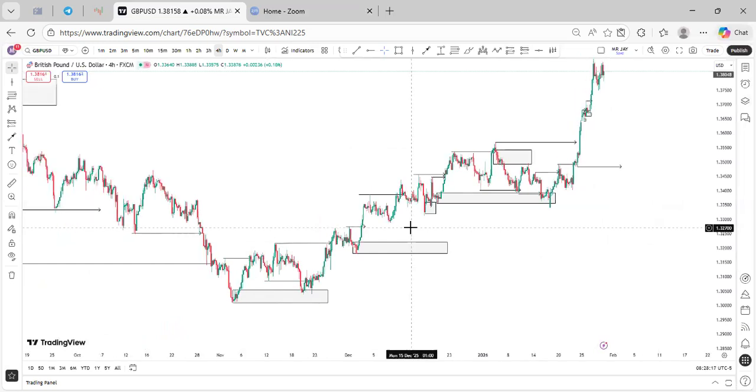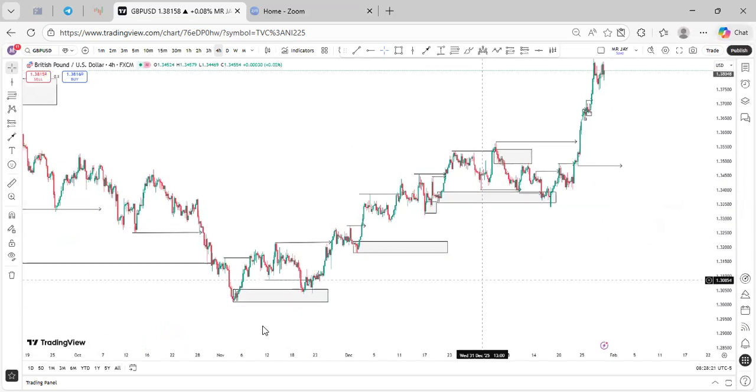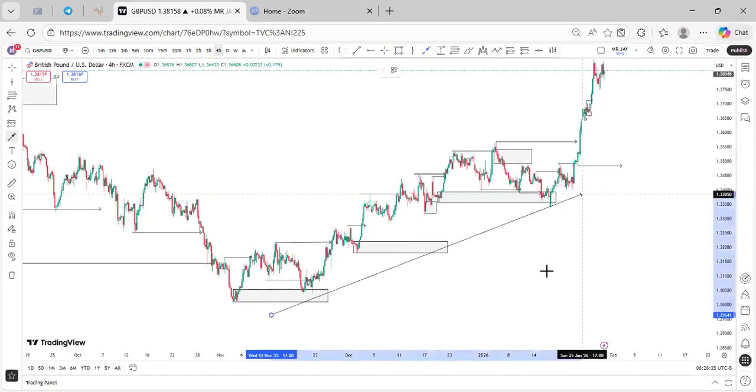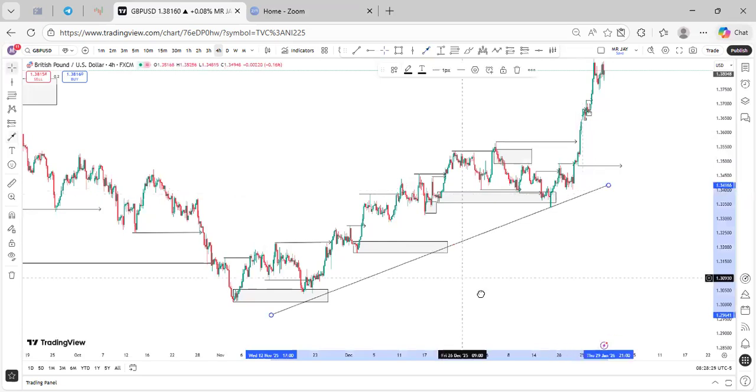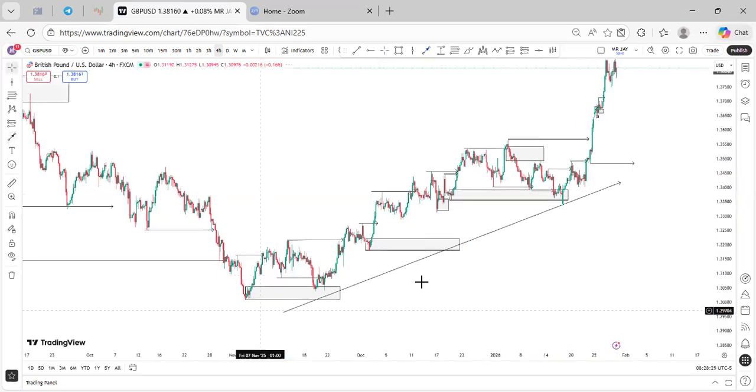So it's very, very important, like I said, that you follow the structure, right? From this move over here, it's clear we are in an uptrend. This is a 4 hour time frame, so as you can see, this is just clean structure, right? This right here is a higher low, and then we also have our higher highs, right? You can see the market is just creating this series of higher highs.